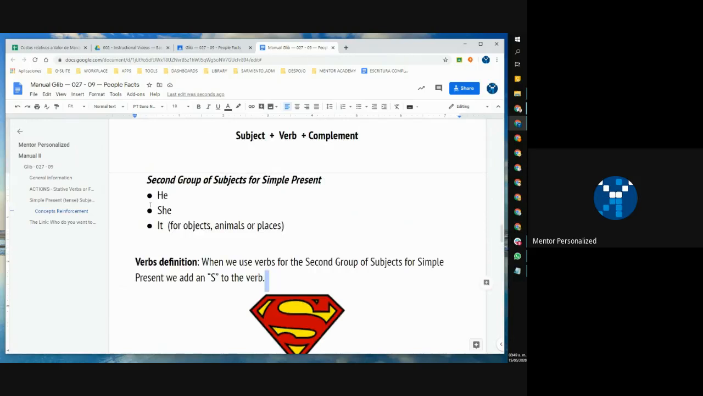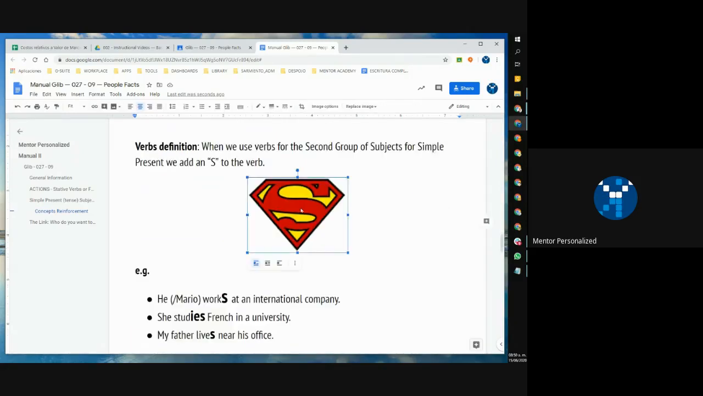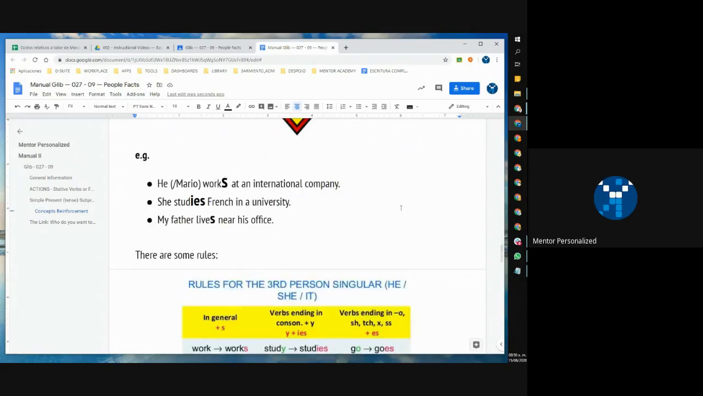Now, when you use any of these subjects in simple present, we use verbs for the second group of subjects, and we add an S to the verb. Repeat: S. For example, he works at an international company. Very good. Or Mario works at an international company.